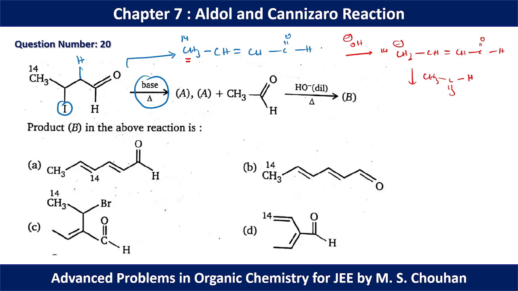So this is again aldol kind of thing in presence of heat. So we will get another alpha beta unsaturated product. So the product will look like this: C14 CH double bond CH CHO. Okay, so the final product is option A.